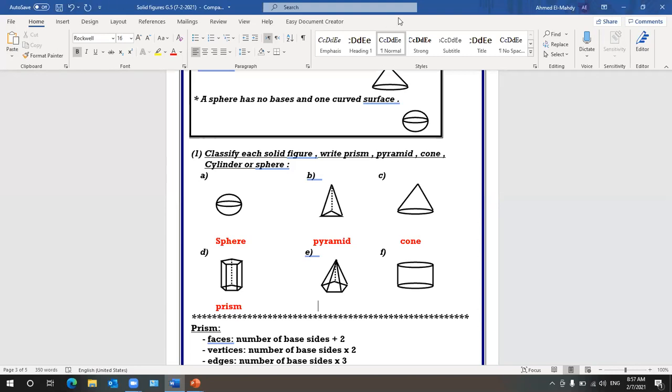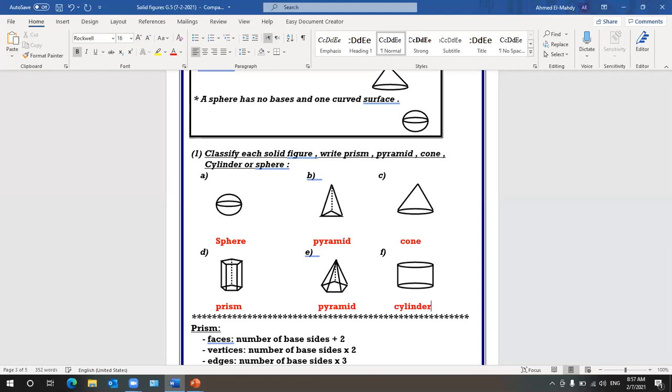Yareem. Yes, Yareem. What is the name of this solid, E? Pyramid. Okay, thank you. The next one. What is the name of this solid? Yes. What's the name of this solid? Cylinder. Cylinder.